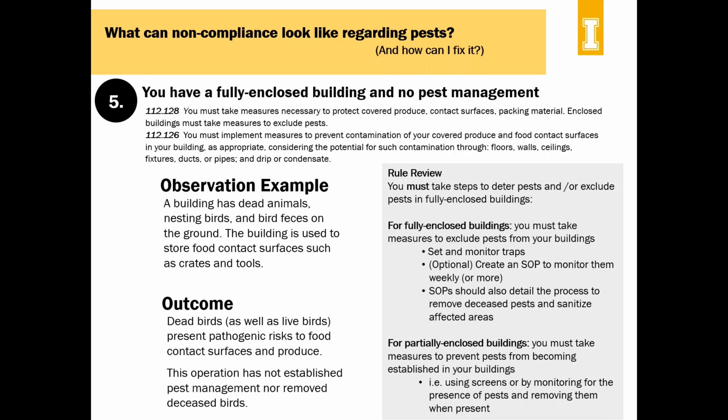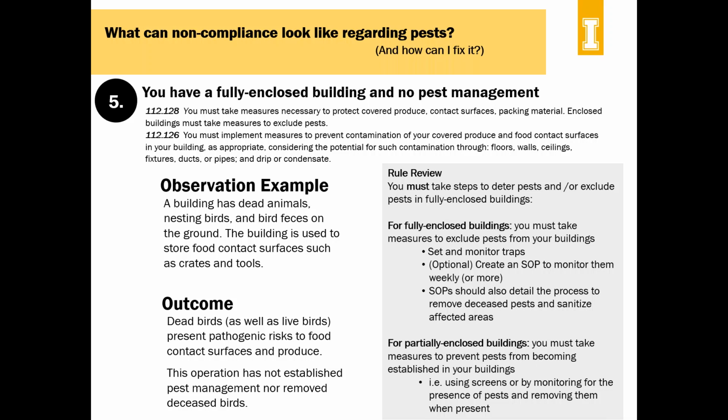So the outcome with this would be, first of all, dead birds and live birds, I guess, are both present. And then also they present pathogenic risks to food contact surfaces and produce. So in this situation, the operation has not established pest management or removed deceased birds. So both of these things are going to be massive issues.